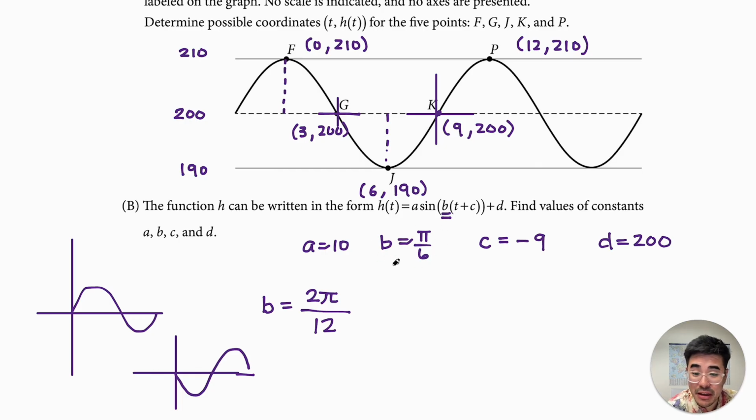The period and the frequency would not change, and the midline would not change. However, the amplitude technically would become -10 because I'm doing a negative sine function. And then the horizontal shift, instead of moving 9 to the right, it would move 3 units to the right. So C would be a -3. So those are 2 possible answers for part B.